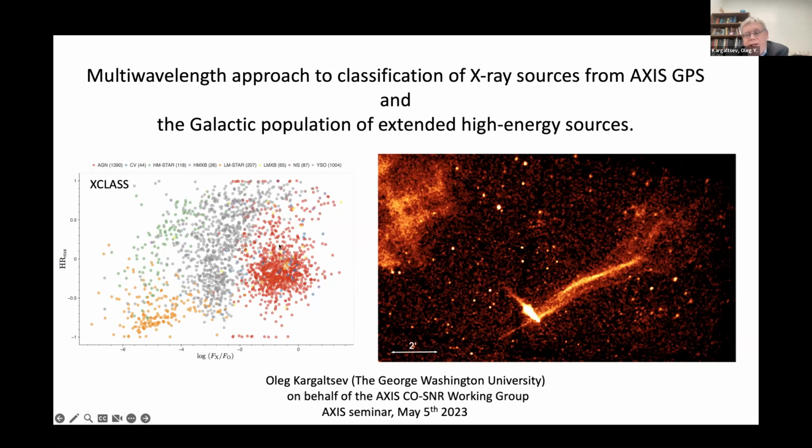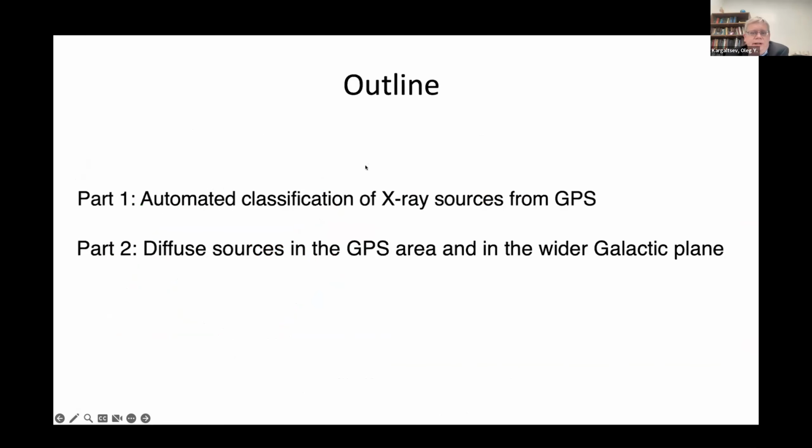The talk is in two parts. One part is about the interpretation of the results of the Galactic Plane Survey, and the other part is about high energy extended or diffuse sources in the GPS area and overall in the wider galactic plane.